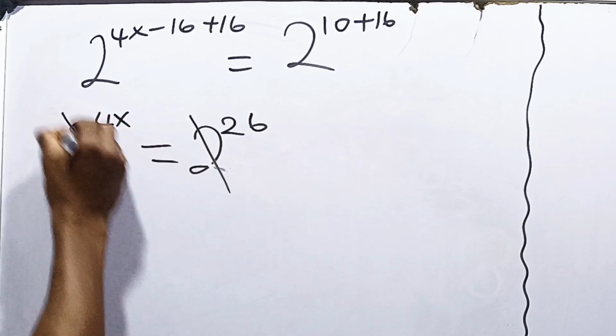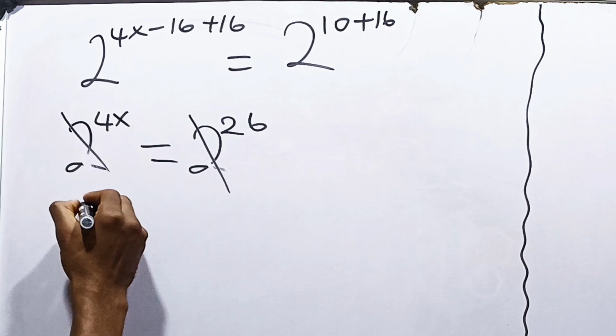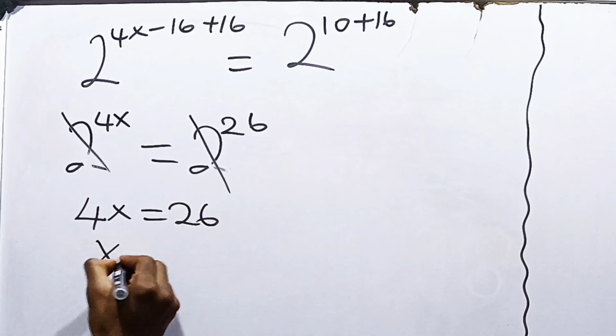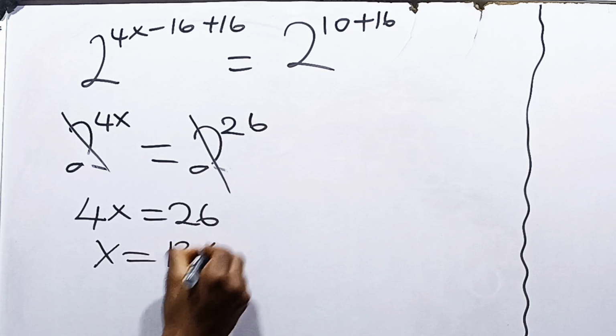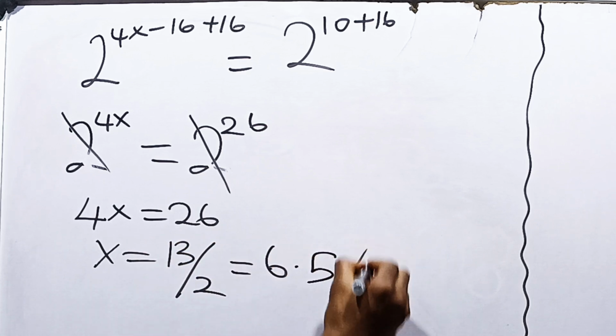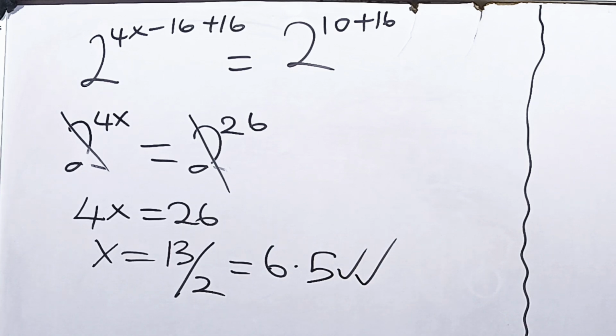Now 2 strikes 2 because the bases are the same, you can equate the powers so that 4x now becomes equal to 26. Hence our x now becomes equal to 13 over 2, which is equal to 6.5. And this becomes the final answer to this question.